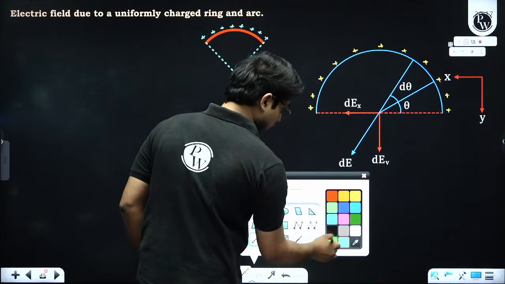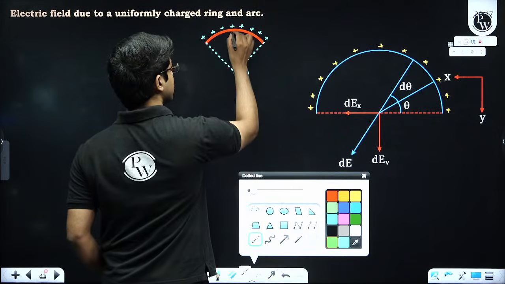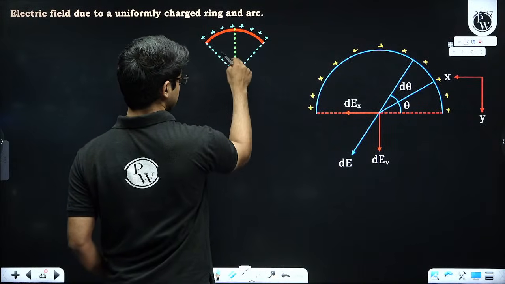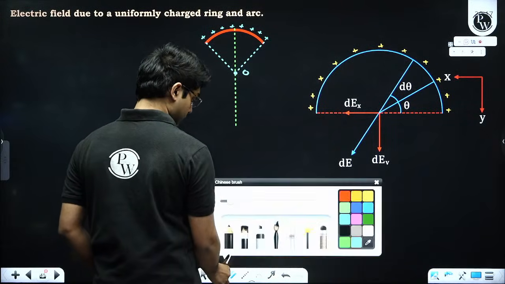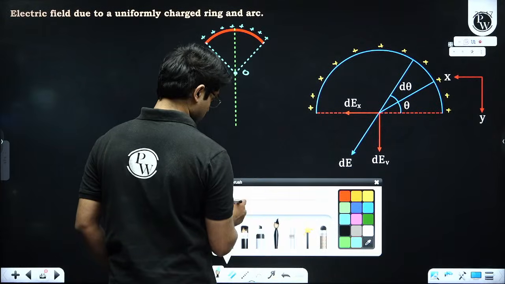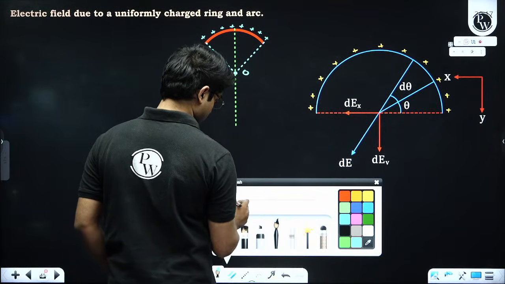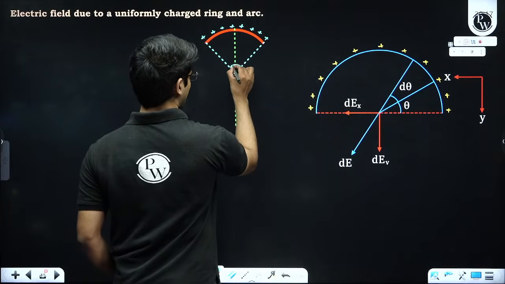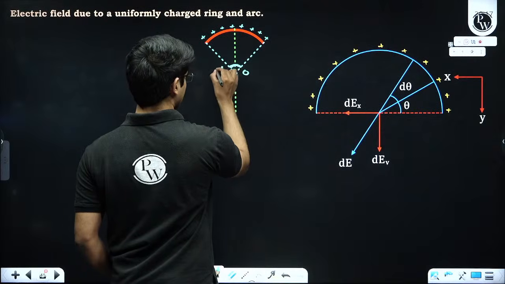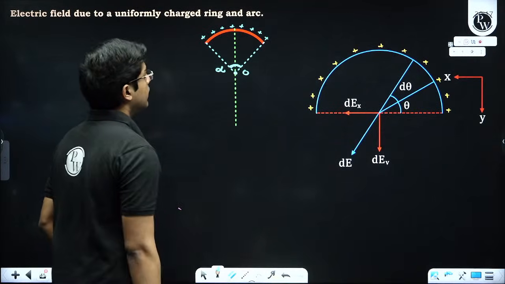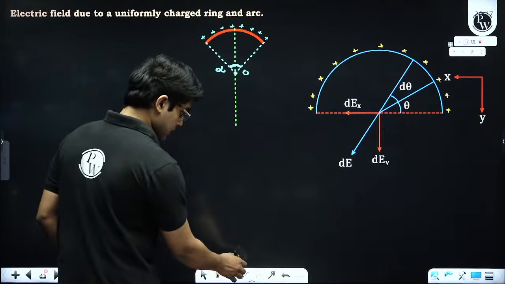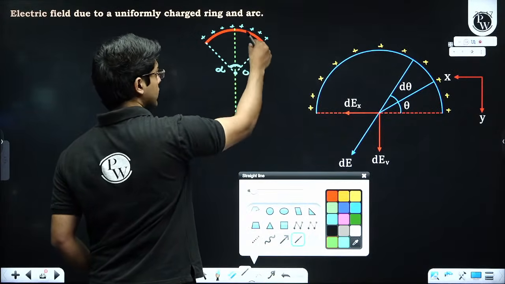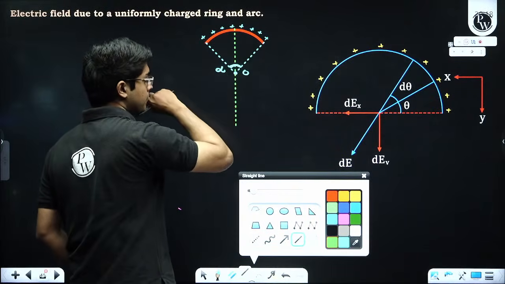So here the main logic is, I'm going to draw the angle bisector. Angle bisector is that line which cuts the angle into two halves. And this full angle, I'm going to call it alpha. Okay, so now I'm going to prove that the field due to this red arc will be along this green line.